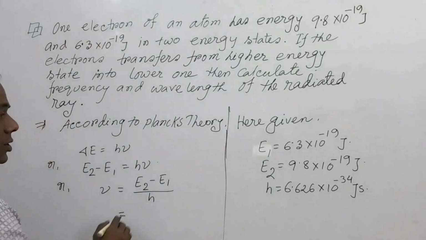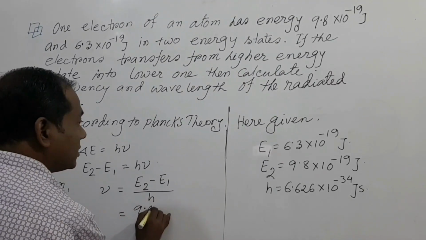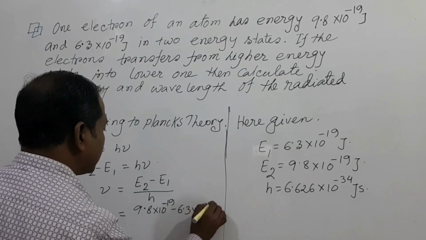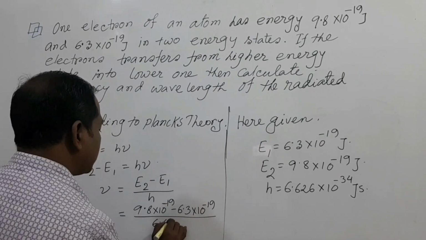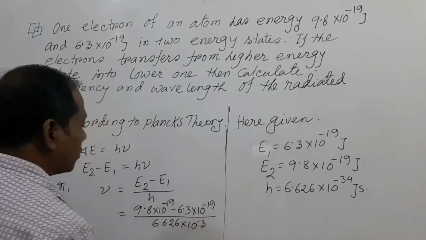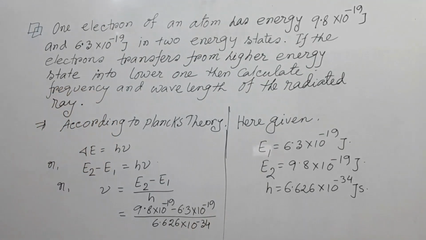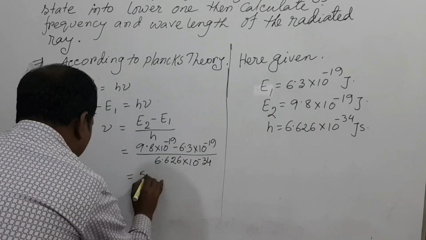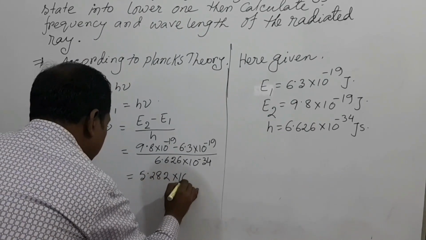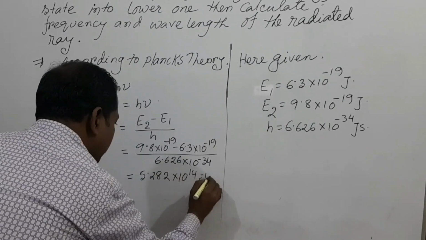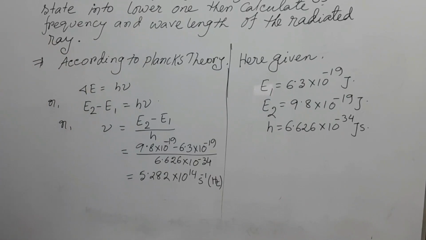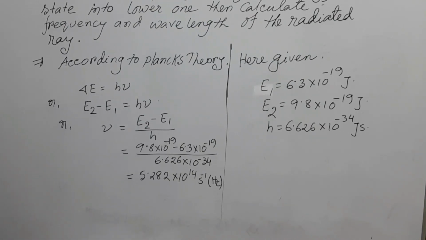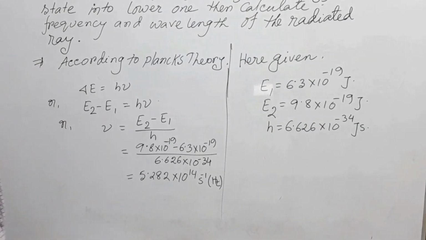Now nu equal to E2 minus E1, that means 9.8 into 10 to the power minus 19 minus 6.3 into 10 to the power minus 19 divided by 6.626 into 10 to the power minus 34. So now we get the value 5.282 into 10 to the power 14 per second, that is hertz. So the frequency of this shifted electron is 5.282 into 10 to the power 14.